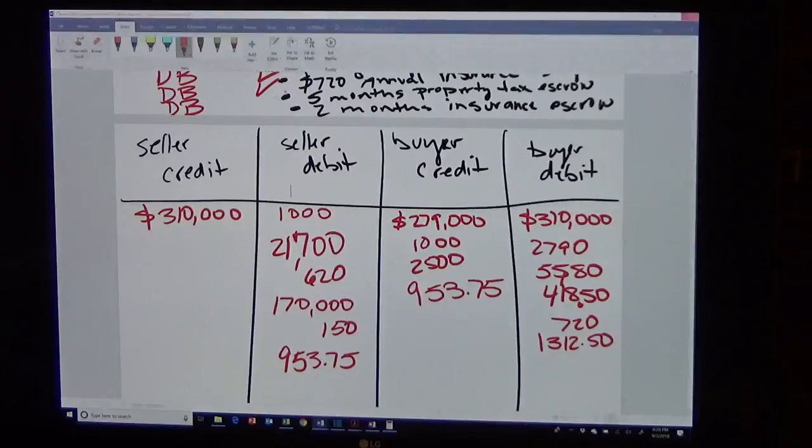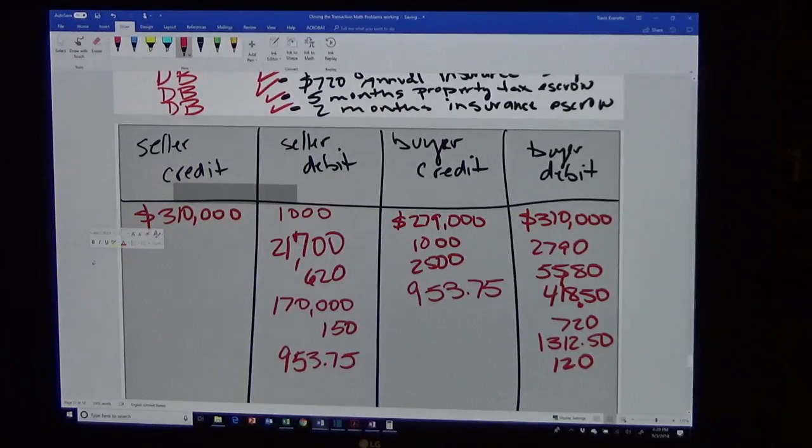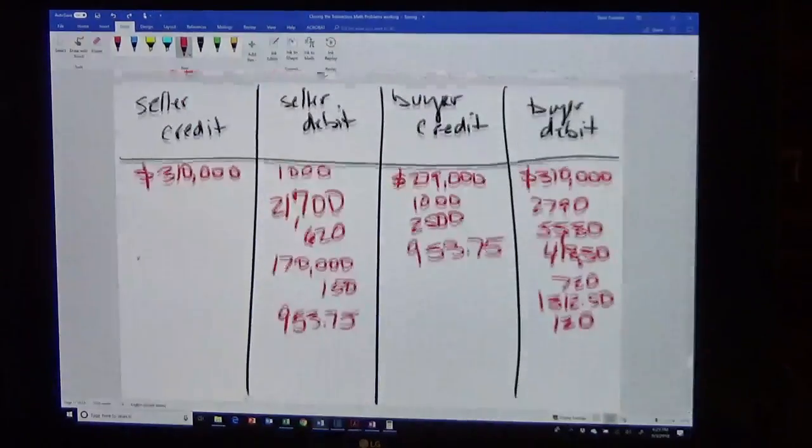And 2 months of homeowner's insurance. Well, we know the homeowner's insurance is $720 a year. So $720 a year divided by 12 is $60 a month, times 2 is $120 buyer debit for the property insurance. And finally, that's it. We're done with everything that needs to be filled in on this thing. The only thing left now is to add everything up, to total all these things up. Okay?